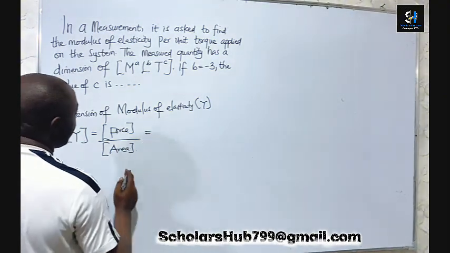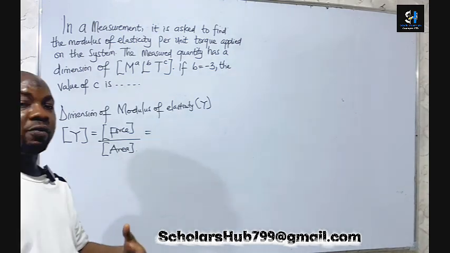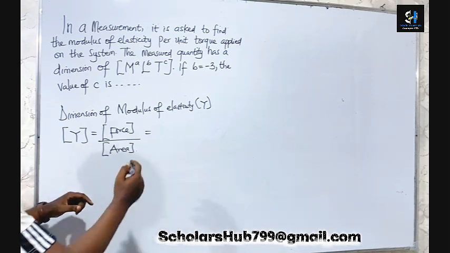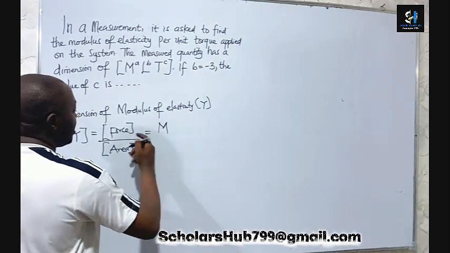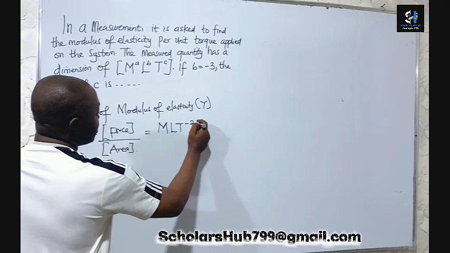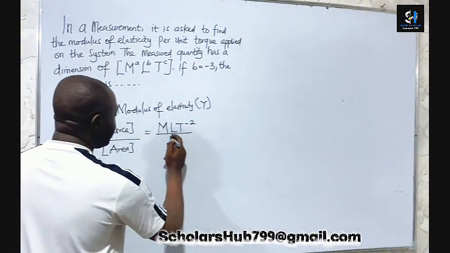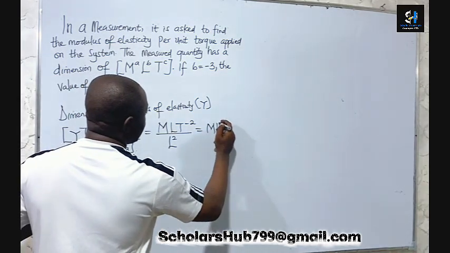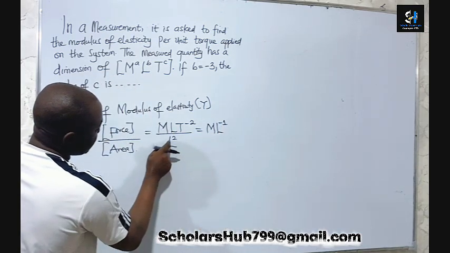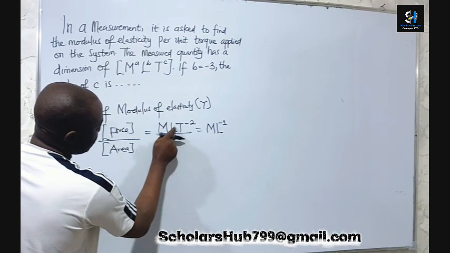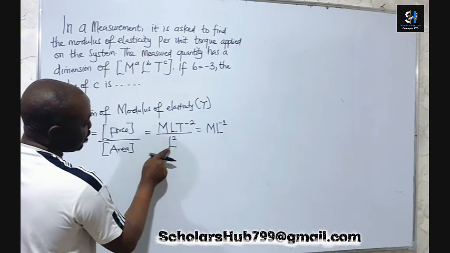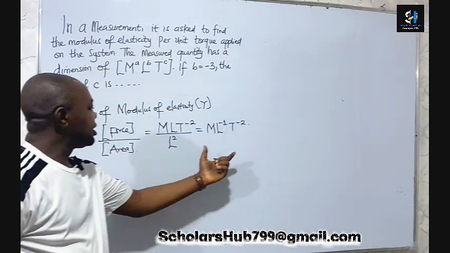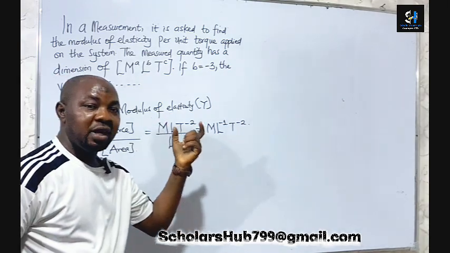The dimension of force: force can be expressed as the product of a body's mass and its acceleration. So for mass we have M, then acceleration will be L T to the power of -2, divided by L squared. When we cancel L, we are left with L raised to the power of -1, then T raised to the power of -2. So the dimension for modulus of elasticity is M L to the power of -1 T to the power of -2.